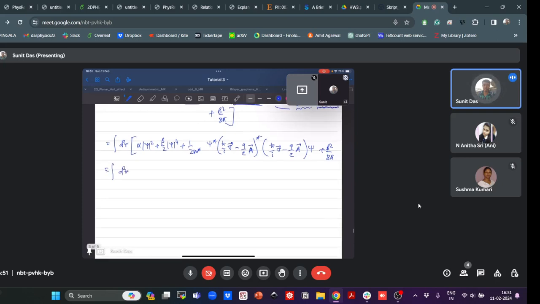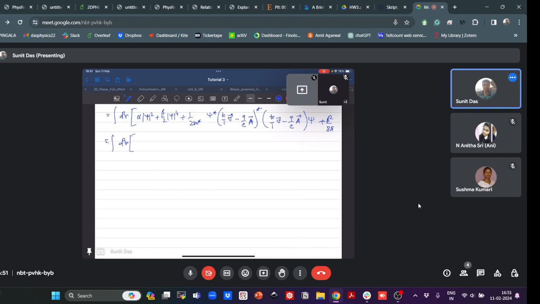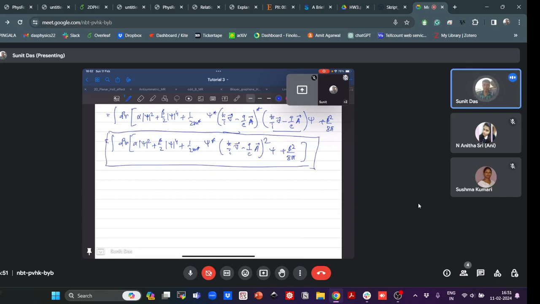So the integral d cube r of alpha mod psi square plus beta by 2 mod psi to the power 4 plus 1 by 2 m star psi star, h by i grad minus q by c A square, these two parts, psi, plus B square by 8 pi. So this is one of the forms of the Ginzburg-Landau theory, or the Ginzburg-Landau free energy functional.